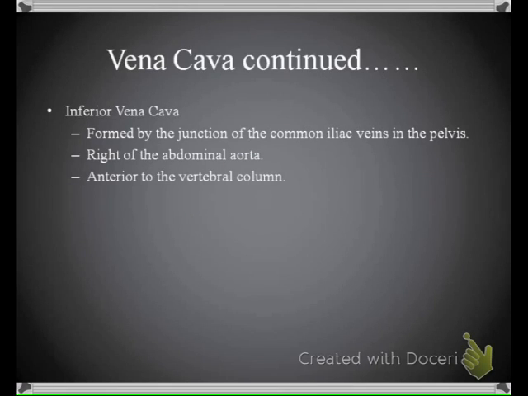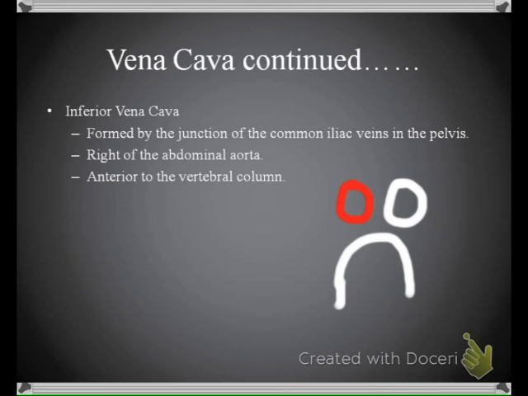So the inferior vena cava. It's formed by the junction of the common iliac veins in the pelvis. It's right of the abdominal aorta, and so you will always see that the inferior vena cava is slightly to the right, and it's anterior to the vertebral column. And so if we were to draw this out, we have the vertebral body here, and we would have the abdominal aorta over here, and we would have the inferior vena cava here.